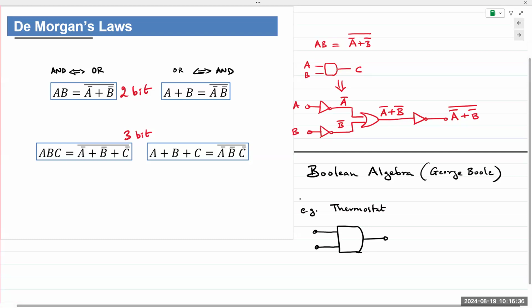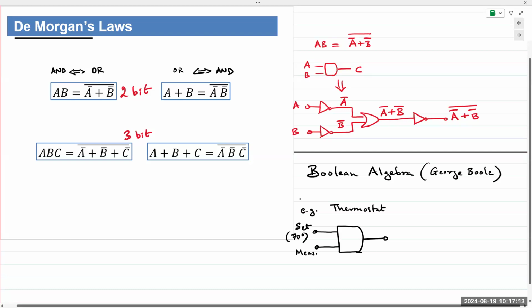So if it's 0 and 0, output is 0. If it's 0 and 1, output is still 0. 1 and 0, output is still 0. 1 and 1, both inputs are high, both inputs are at 5 volts. That is the only time the output goes to 5 volts. So let's say this is your set temperature and this is your measured temperature. Okay, set temperature, measured temperature. Your set temperature is 70 degrees.